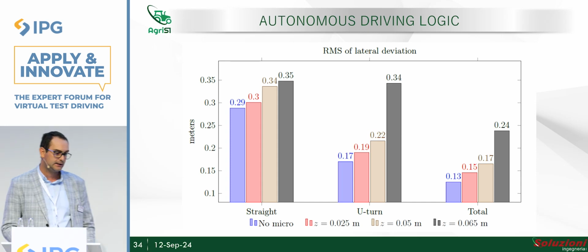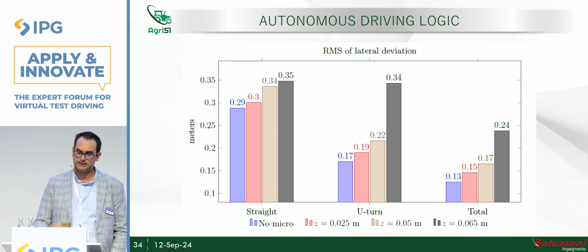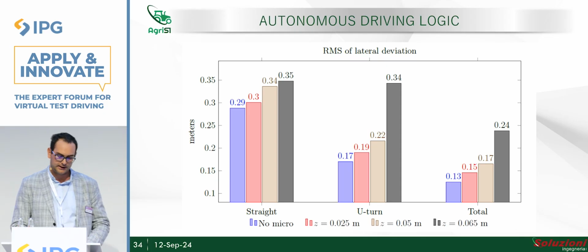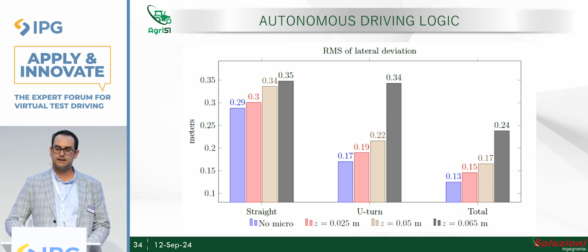So we can see that the control logic is sensitive to the irregularity, because by increasing the level of irregularity, the lateral deviation also increases in all the phases of the control, straight and U-turn.